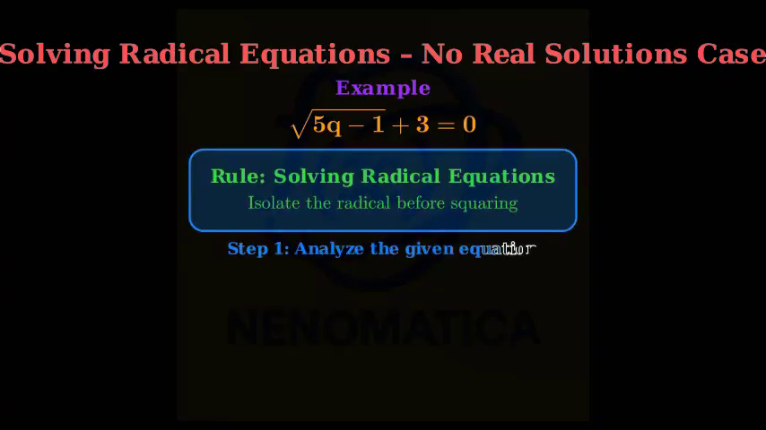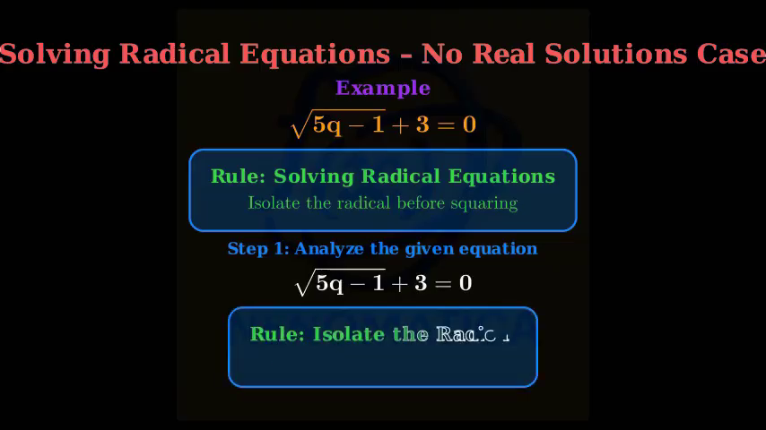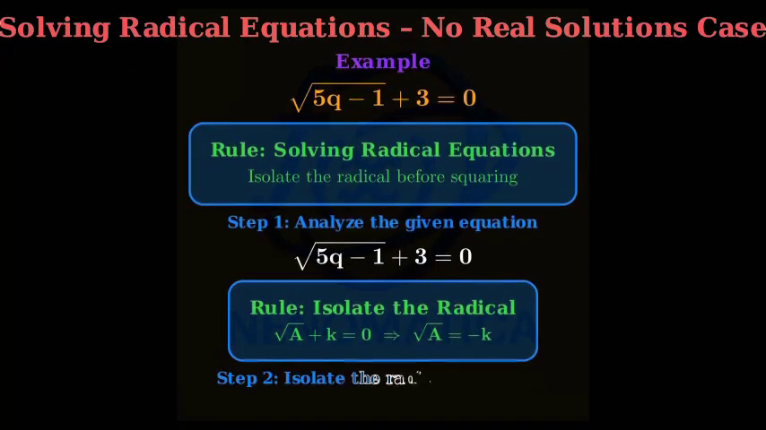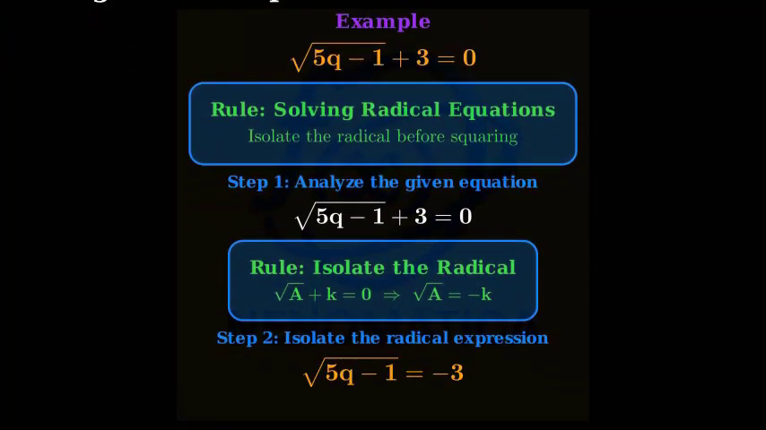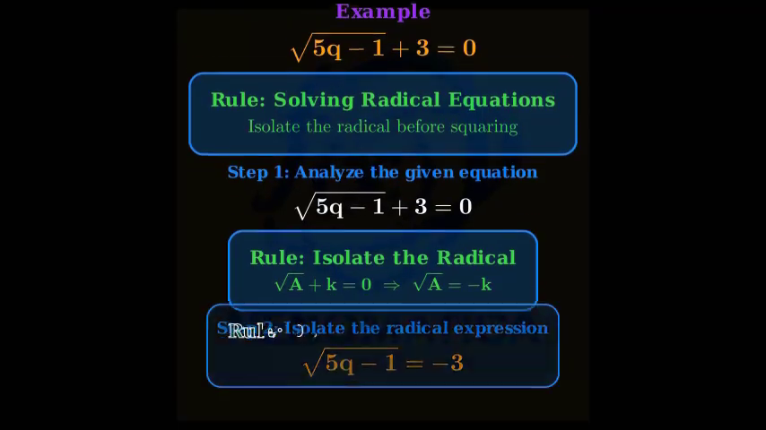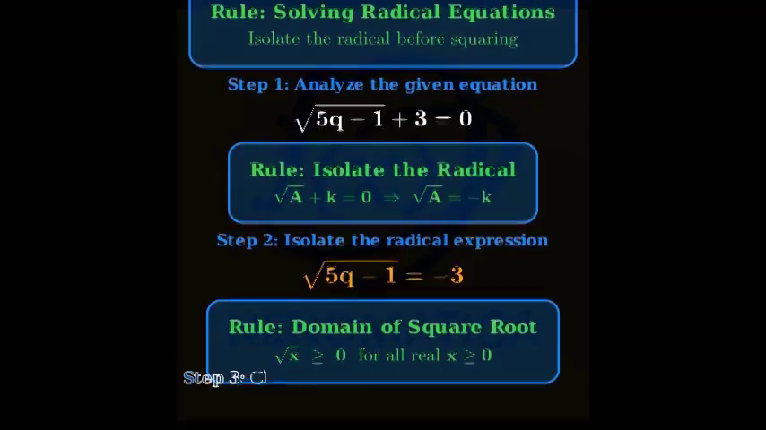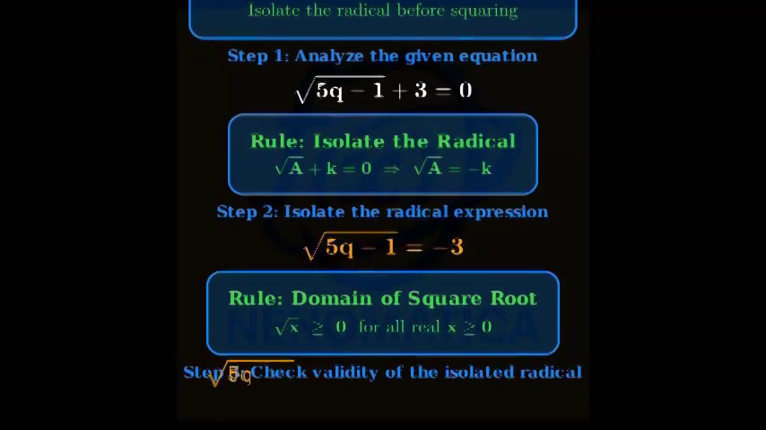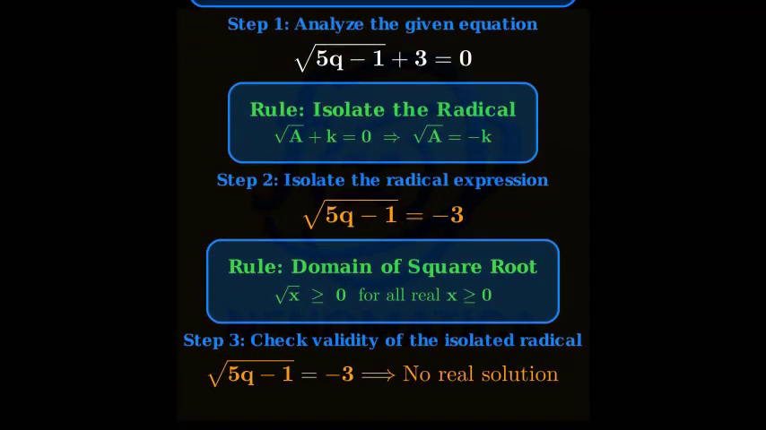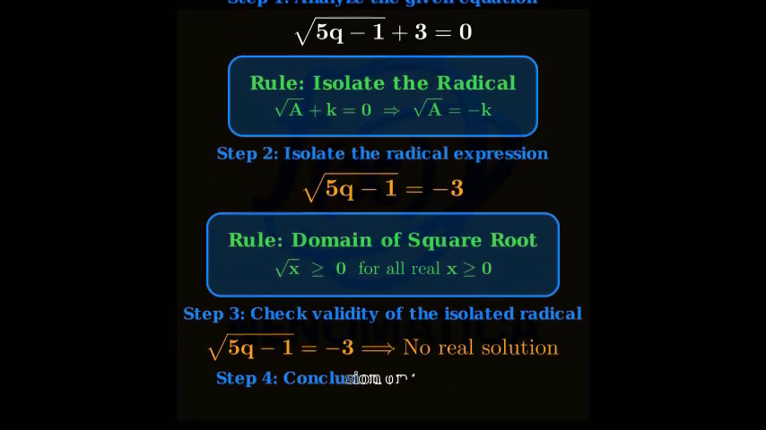Step 1. Analyze the equation. We isolate the radical by subtracting 3 from both sides. Show the isolate rule. Write the isolated radical equation. Key property: a principal square root is never negative. Show the domain rule box. Conclude there is a contradiction because the right side is negative. We finalize the solution set in standard set notation. Display the empty set conclusion.